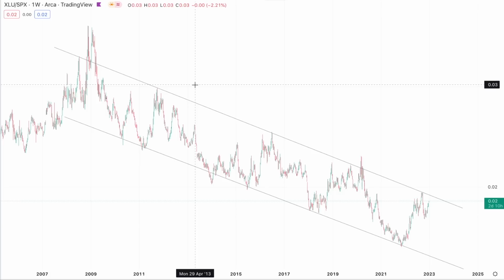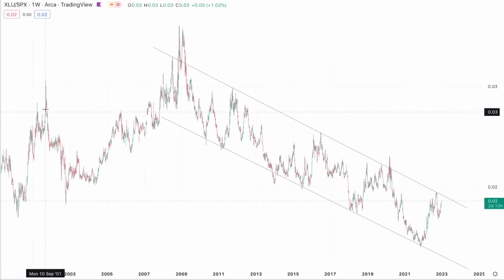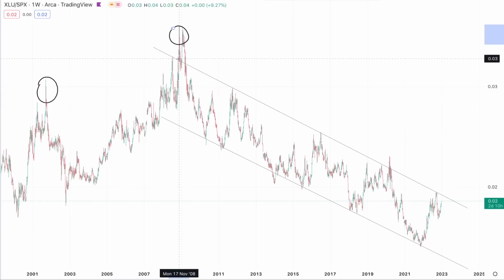This chart right here has been one of the most useful indicators to time tops and bottoms throughout the last 20 years. Now, this is a chart of the utilities sector against the S&P 500, so it shows you the relative performance of utilities stocks against the broader market. Now you can see this is the outperformance we saw during the 2001 bear market. This is the outperformance we saw during the global financial crisis.